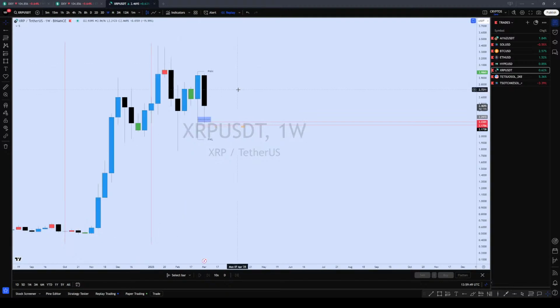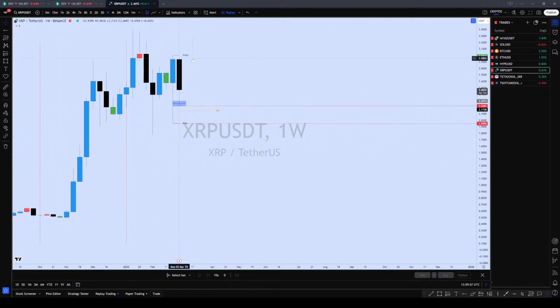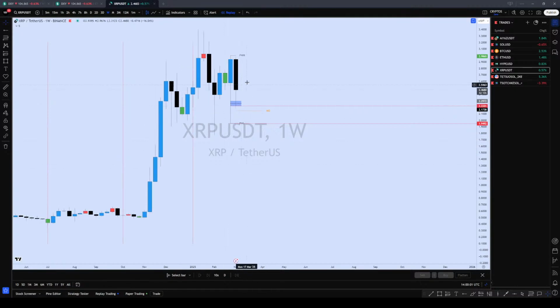Now, what would be the telltale sign that's going to happen? They will close below this up candle. And if you see it closing, if you're a long-term holder, you might as well cash out because then they're going to drop down aggressively. But again, like I said, I don't see that happening.